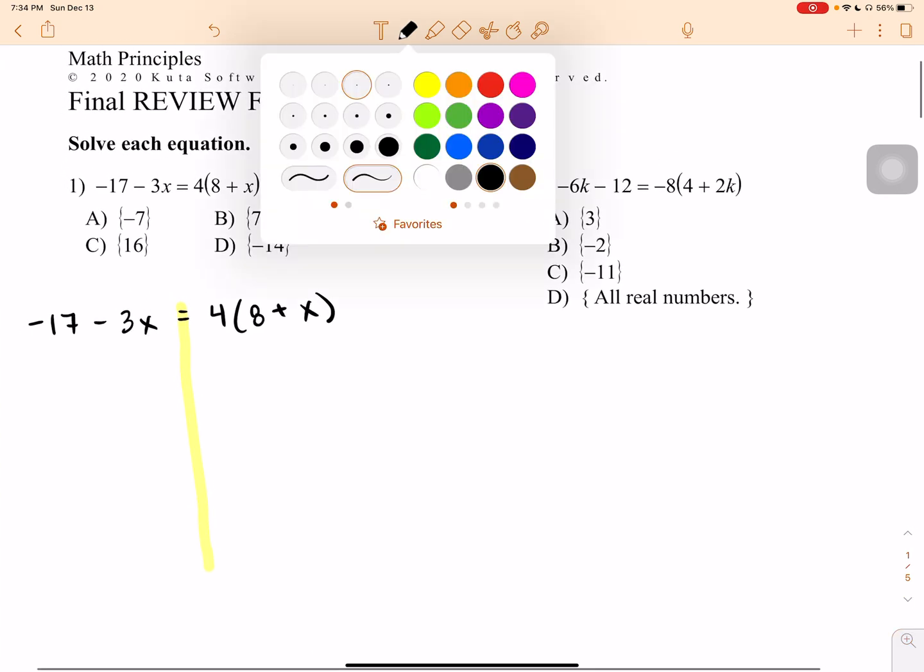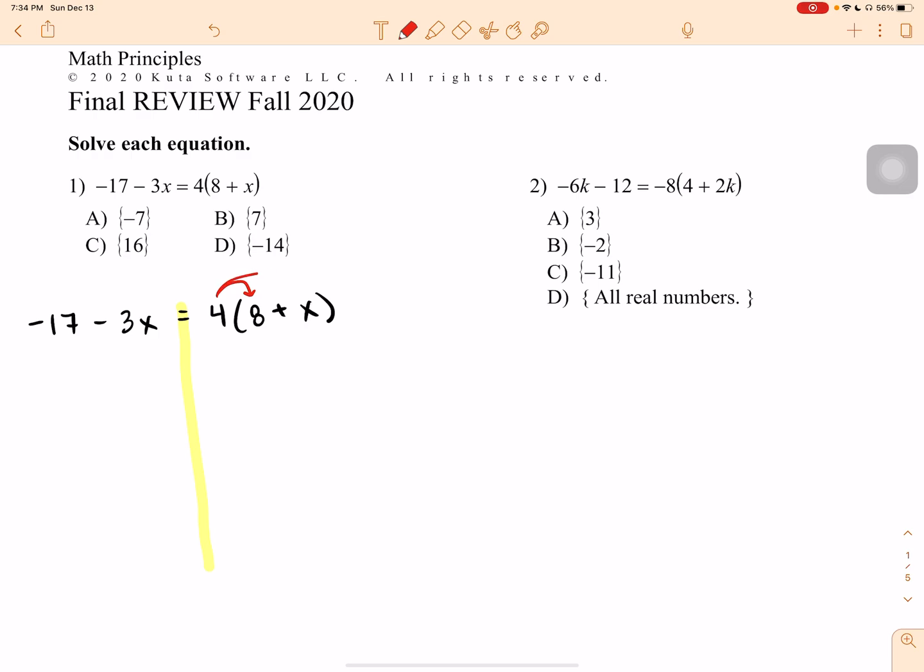So the first thing I'm going to do is distribute this 4 into these parentheses. So 4 times 8 is 32. 4 times x is 4x. And then I'm just going to rewrite the stuff on the left. So now I want to move all of my x's over to one side. And I like to avoid any negative x's. It doesn't really matter. Some students automatically would move things over to the left, but I recognize that I can add this 3x to both sides. And then I would end up with a positive x value on the right-hand side.